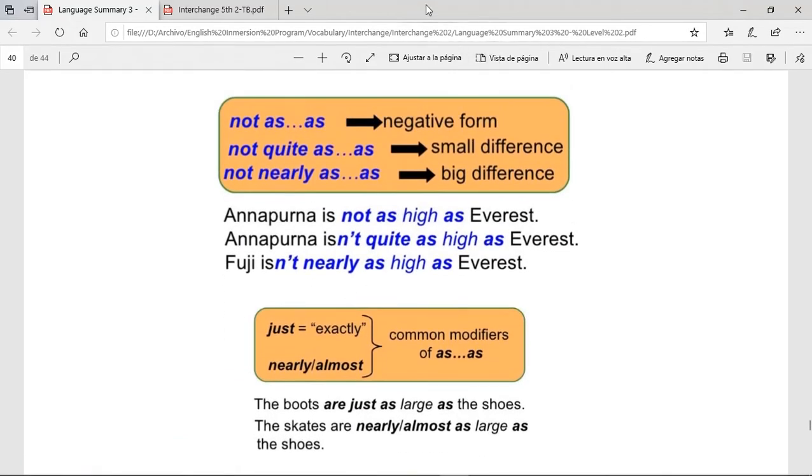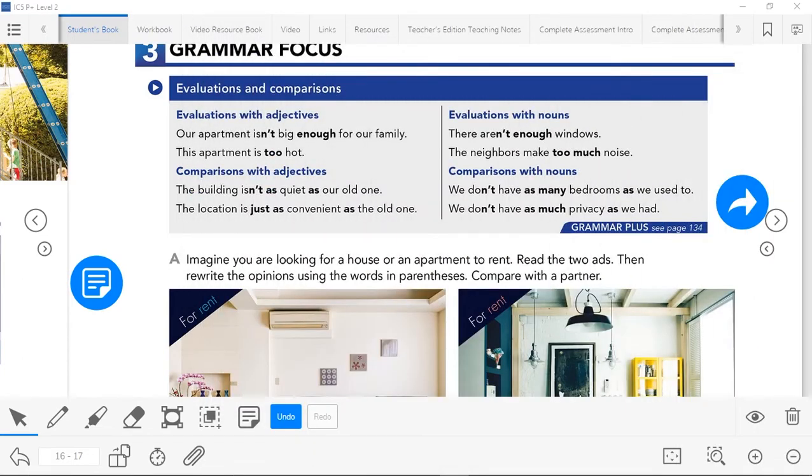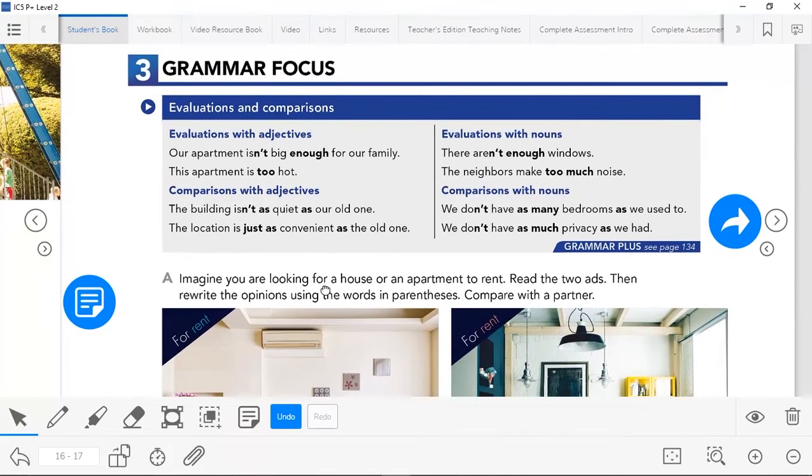Okay, I hope that you understand. But now let's go back to the book. Let's see this part. Now that we saw all of that, I think we can understand this quite better.